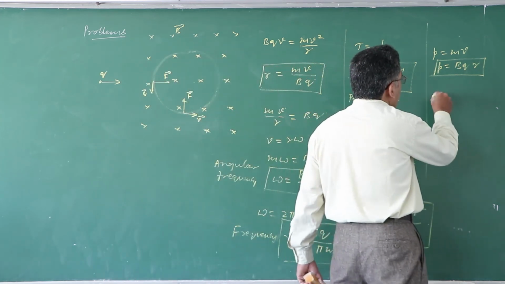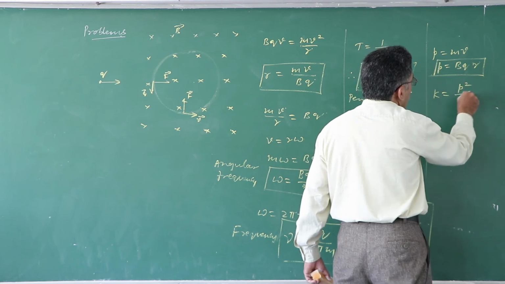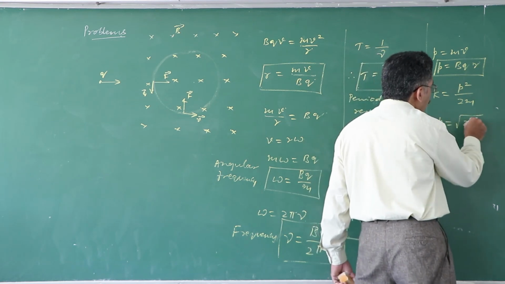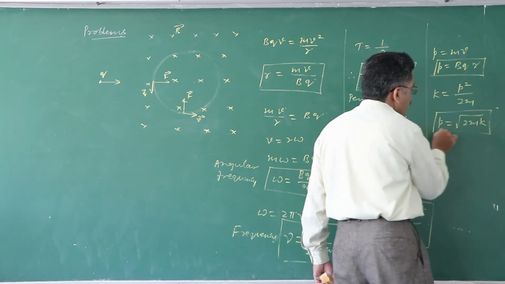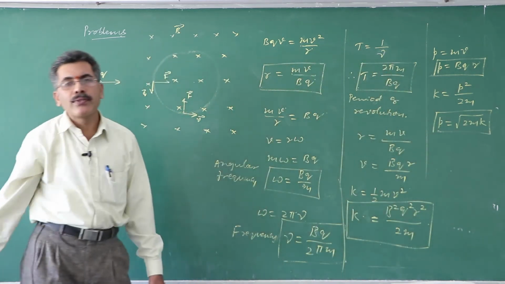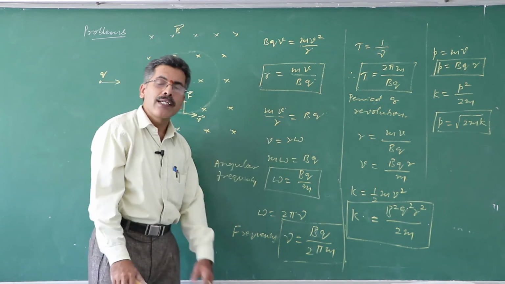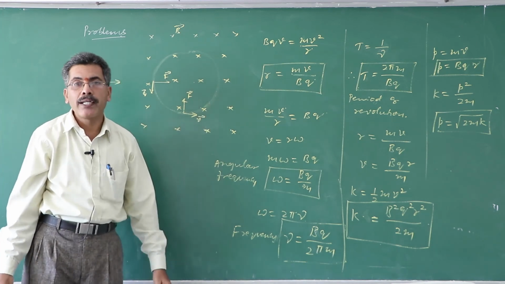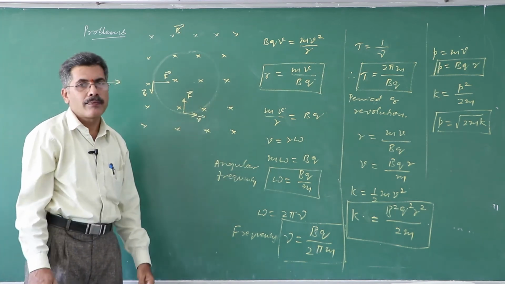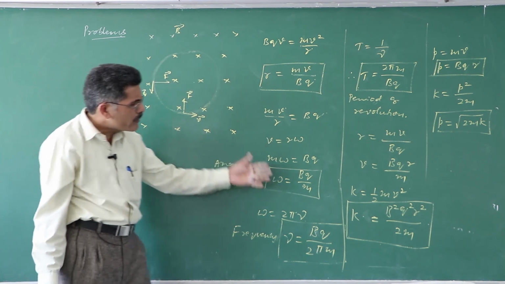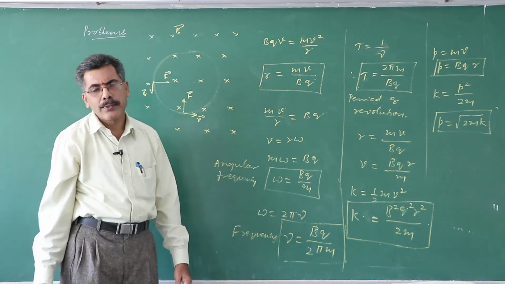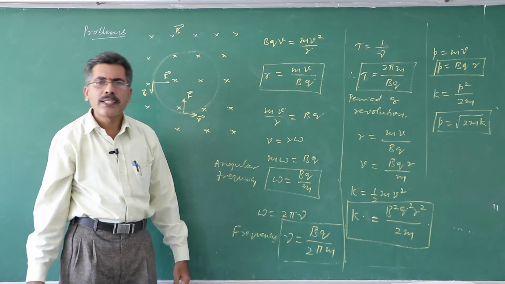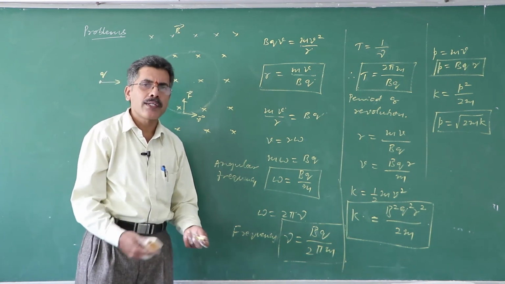Or you know that K is equal to P square by 2m. You can also find this by P is equal to root of 2mK. If you know the kinetic energy, directly put the value for kinetic energy and calculate the linear momentum. This is the case when a charged particle enters the magnetic field perpendicular to the field direction. We make use of all these relations while solving problems, and these relations are very much required while you are going to understand the particle accelerator called cyclotron.